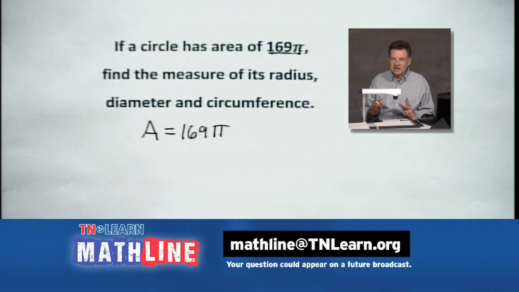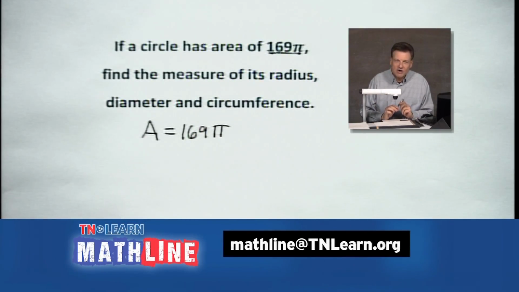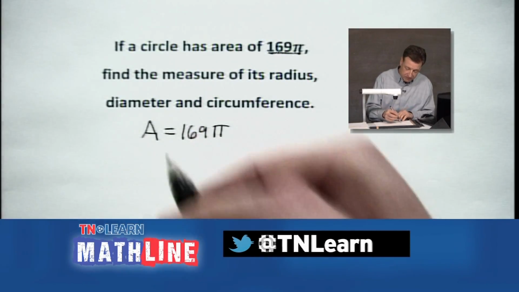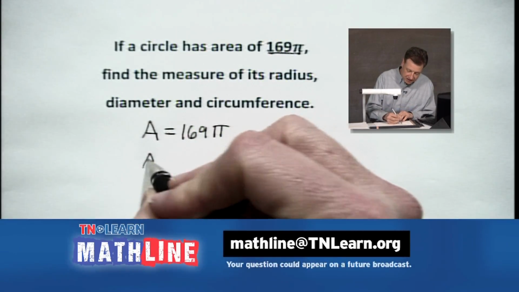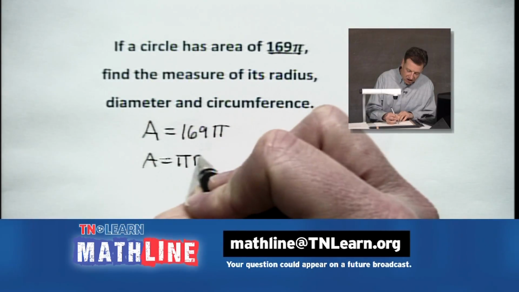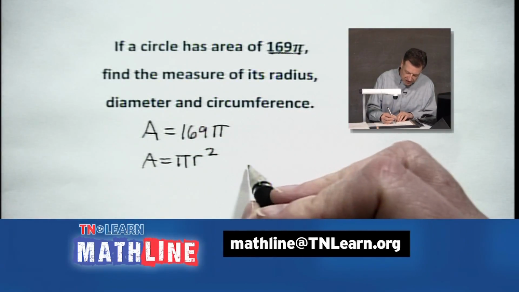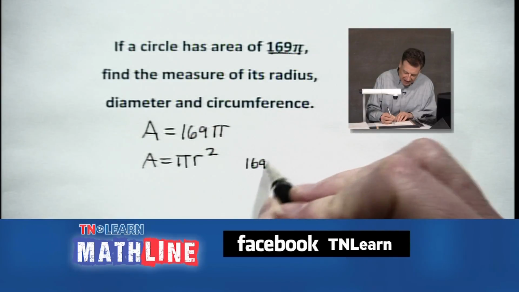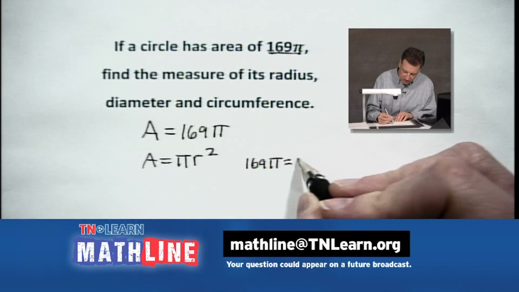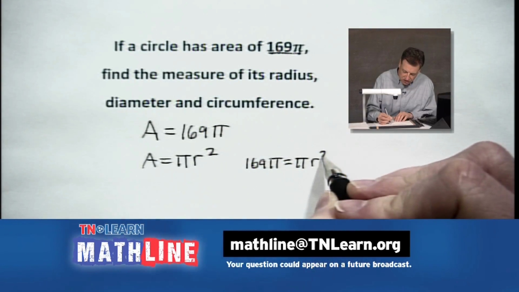So many of us can't remember, all right? Sometimes we all forget, right? Because is it 2 pi r or is it pi r squared? Well, area, by the way, my friends, is pi r squared. So since both of these quantities equal the big A, we want to come down here and say 169 times pi equals pi r squared.